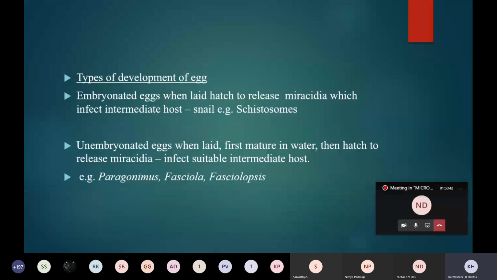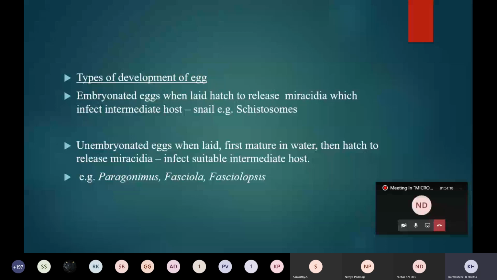So you have three types of development of egg. First is the embryonated eggs. When laid, they will hatch to release the miracidia. This miracidia in turn will infect the intermediate host, that is snail, as in schistosomes.